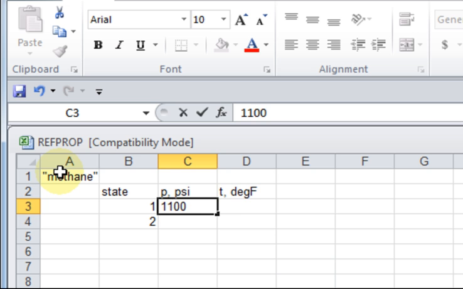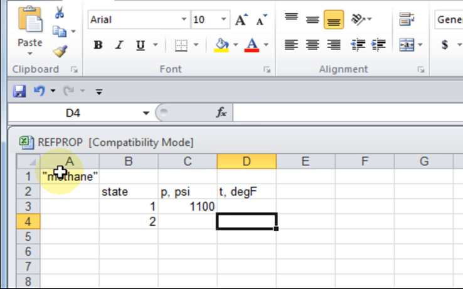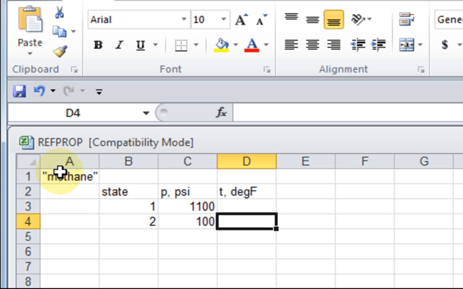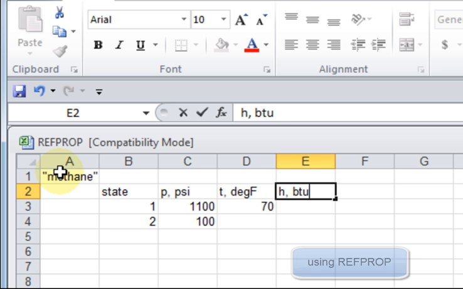What did we want to start at? 1100 pressure, and maybe drop it down to 100 psi, right? And what temperature do you want to start at? 70 degrees F. Okay. And let's get the enthalpy in BTU per lbm.